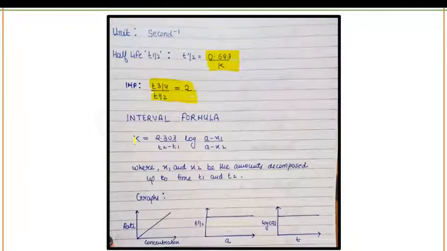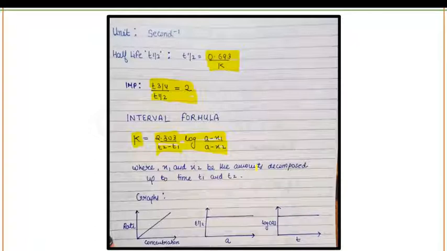This formula says K, the rate constant, is always equal to 2.303 divided by T2 minus T1 log (A minus x1) upon (A minus x2). What is T2 and T1? T2 and T1 are the two times at which the different concentrations are present. What is A? A is the final concentration or the total concentration, while x1 and x2 are the amounts decomposed up to time T1 and T2, or you can say x1 and x2 are the two concentrations present at the time T1 and T2.